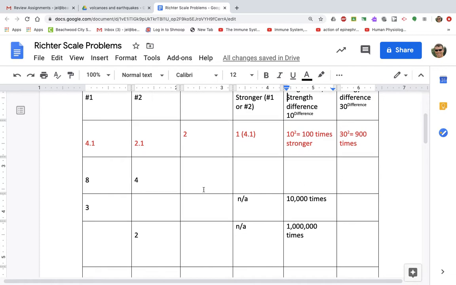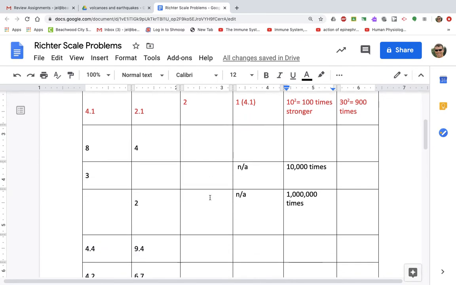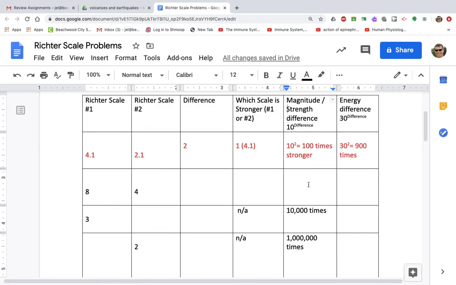All right, so for the second one, I gave you 8 and 4. So just find the difference, and that's going to be 4. Now for the third one down, look what I gave you. I gave you one Richter scale reading, that's a 3. And then I said that Richter scale reading 2 here is 10,000 times different.